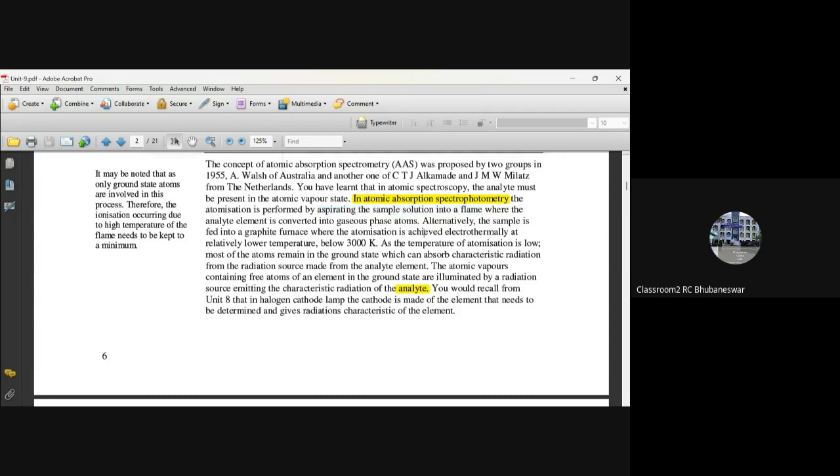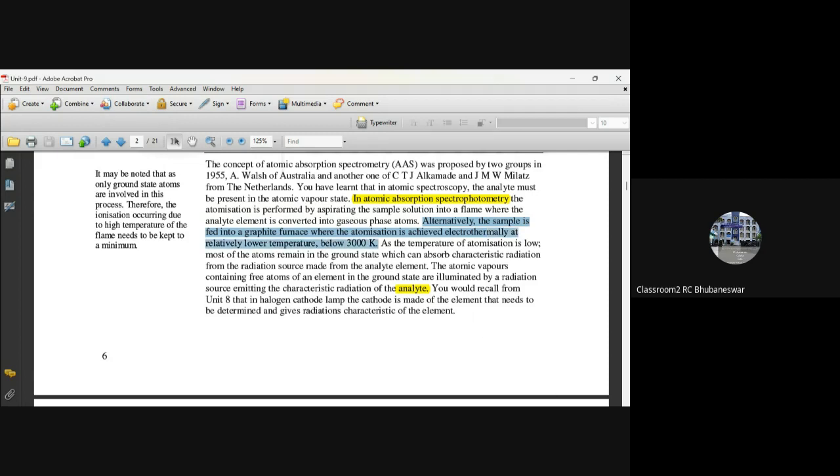Okay, so coming to the principle part, the atomization is performed by aspirating the sample solution into a flame, where the analyte element is converted into gaseous phase atoms, as I was telling just now. Alternatively, the sample is fed into a graphite furnace, where the atomization is achieved electrothermally. So two methods are there. By using flame, you can do atomization. Also, alternatively, you can use a graphite furnace, where the atomization is achieved electrothermally at relatively low temperature.